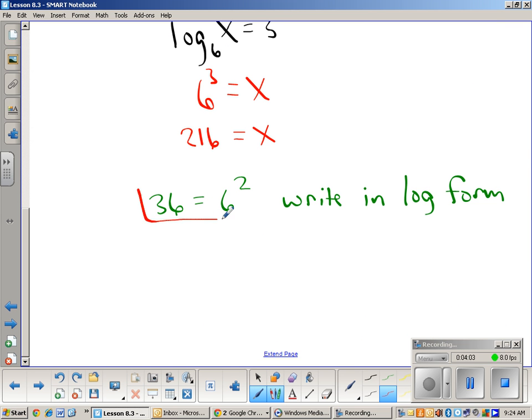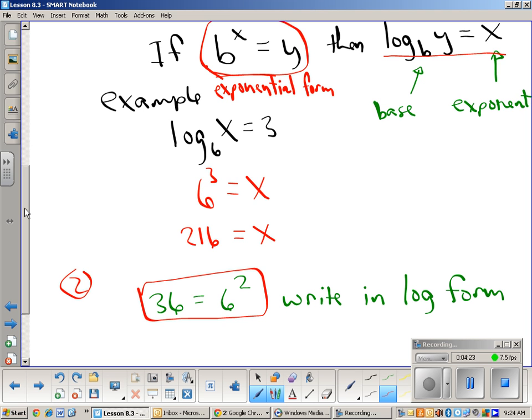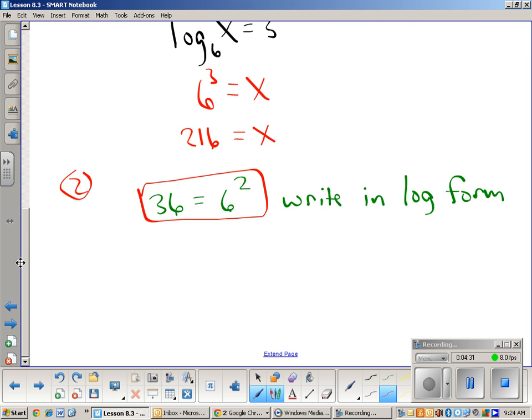Now I have this, and I want to write it in log form. So I have exponential form. I want to write it in log form. What do I do? You have that in your notes, so I'm going to slide it down. How do I write that in log form?